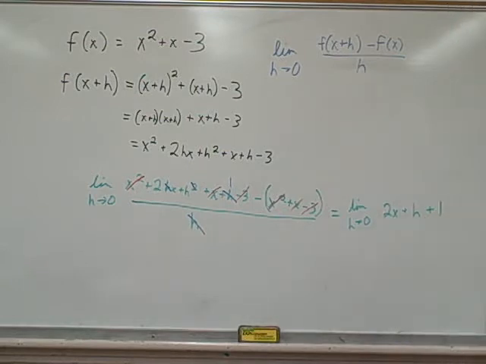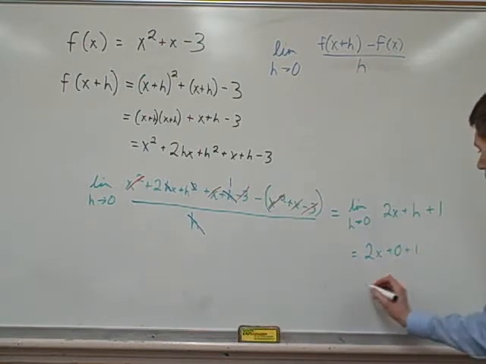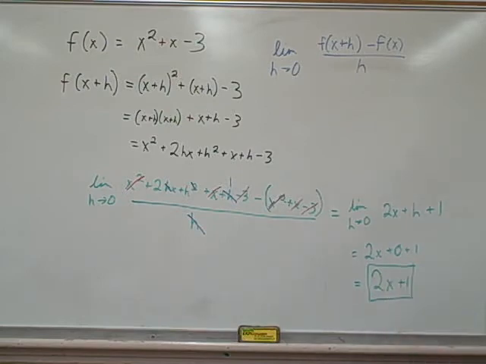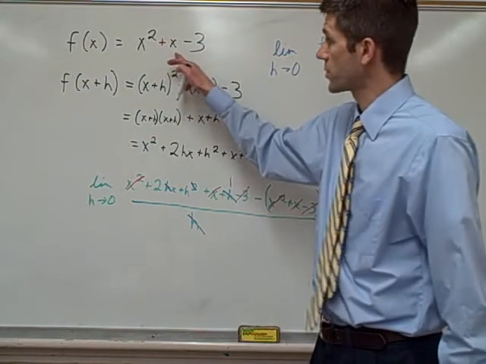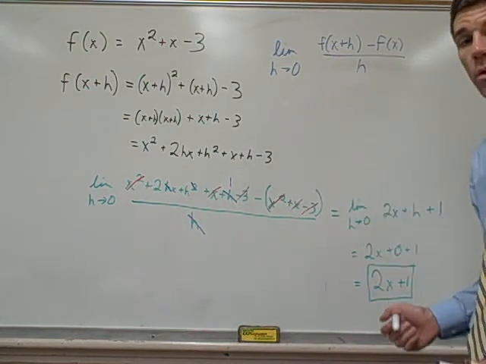At this point, it's perfectly legal to plug in 0 for h, so it's equal to 2x plus 0 plus 1. Well, obviously, 2x plus 1. 2x plus 1 is our derivative. Now, we knew that anyway, but this is where the shortcut comes from. We could have looked at this and told you what the derivative was, but we would have never known this originally had we not gone through this process.